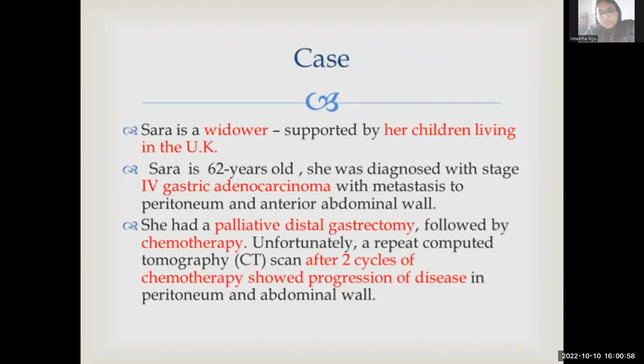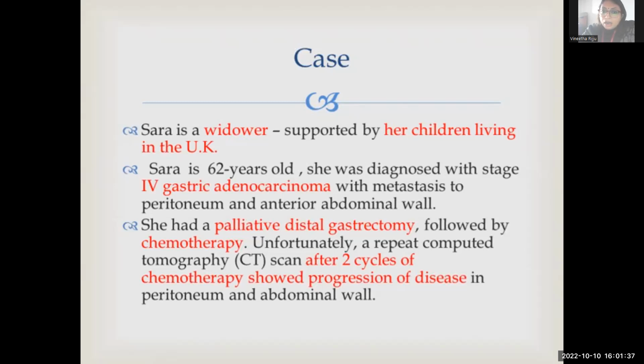So now we come to the story. Sarah is a widow, supported by her children, who are not staying with her. They are staying far away in the UK. She is 62 years old and diagnosed with stage 4 stomach cancer with peritoneal and abdominal wall bleeds. Now, what has been done for her? She had a surgery where the distal part of her stomach, where the tumor was, was resected, and she was put on chemotherapy.